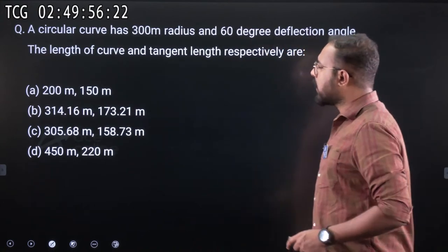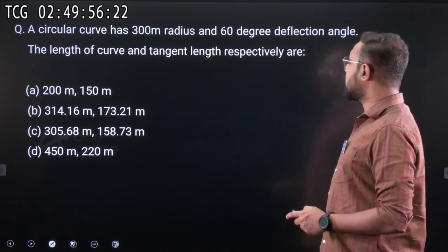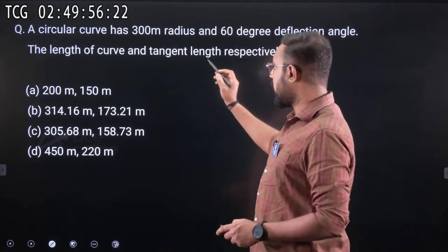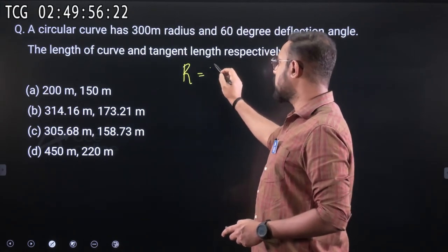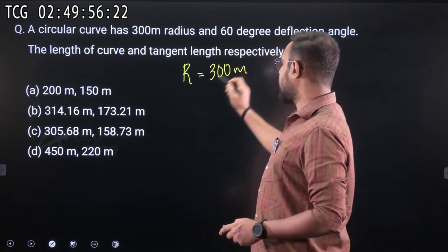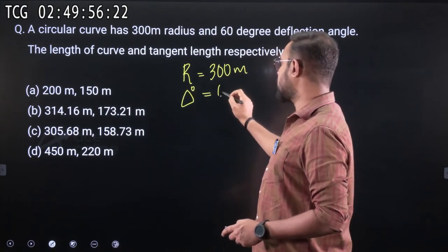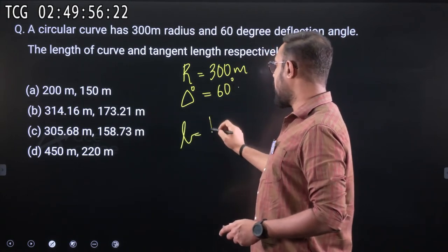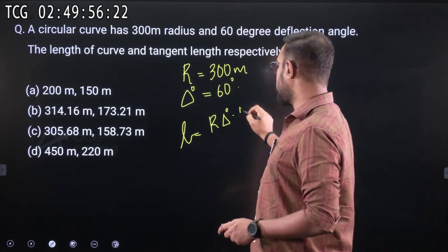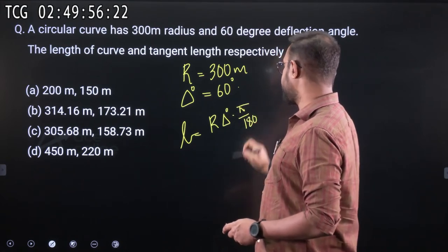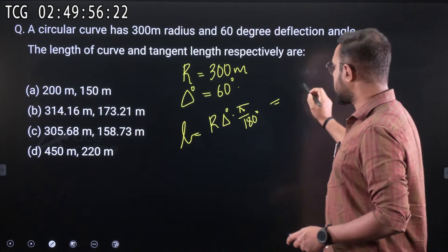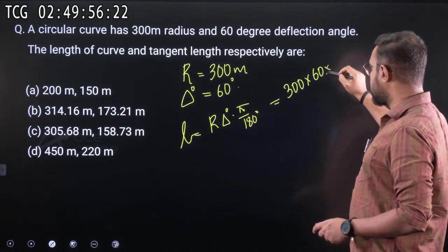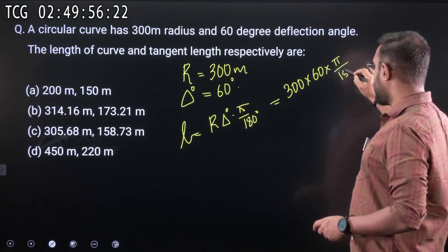Okay. A circular curve has 300 meter radius and 60 degree deflection angle. The length of the curve and tangent length is dash. Right, so radius is given as 300 meters. Then the deflection angle here is 60 degrees. So what are they asking you? Length. Length is R into delta degree into pi by 180 degree. Right, pi by 180 degree. So substitute: radius here 300, delta here 60, then pi by 180.